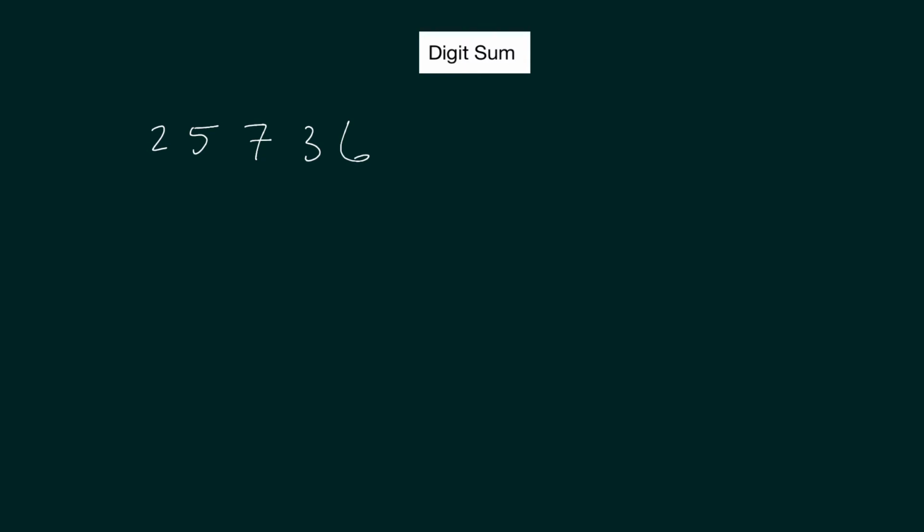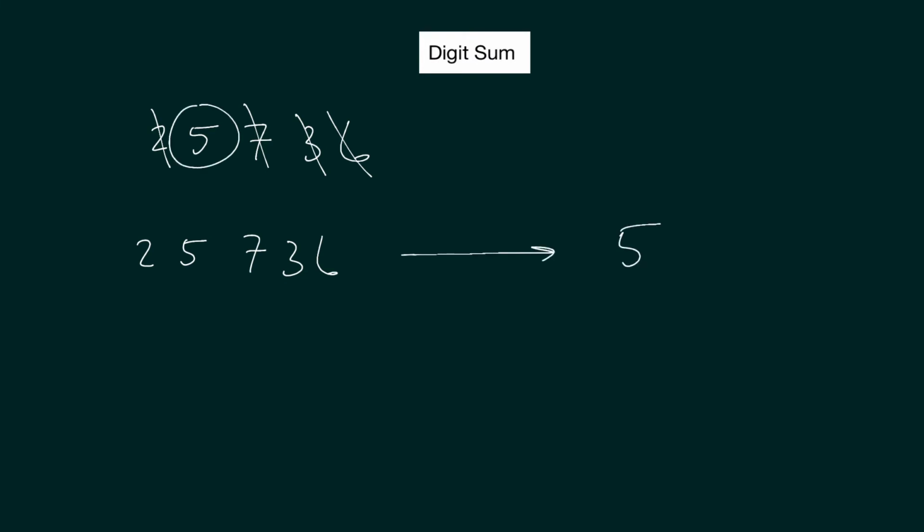if I want to find the digit sum of this number, what I could do is simply find numbers that add up to 9 and cross them out. So 2 and 7 equal 9. 3 and 6 equal 9. So I'm going to say the digital root of this number that we had is 5, because we canceled out all these numbers that add up to 9.